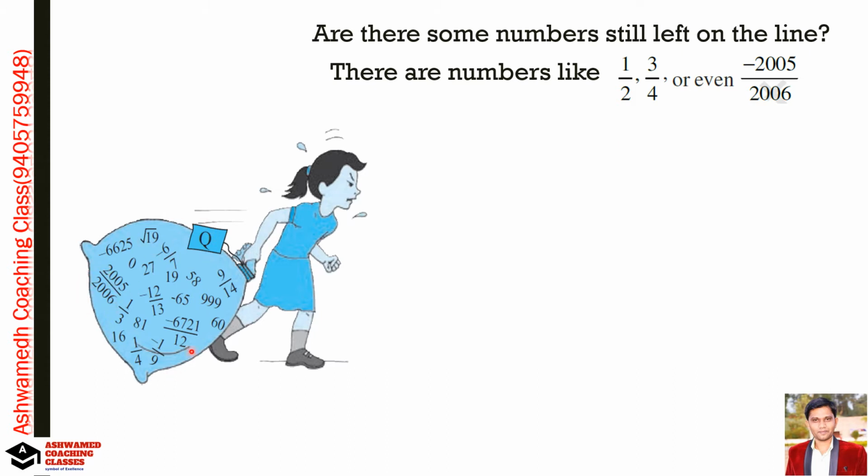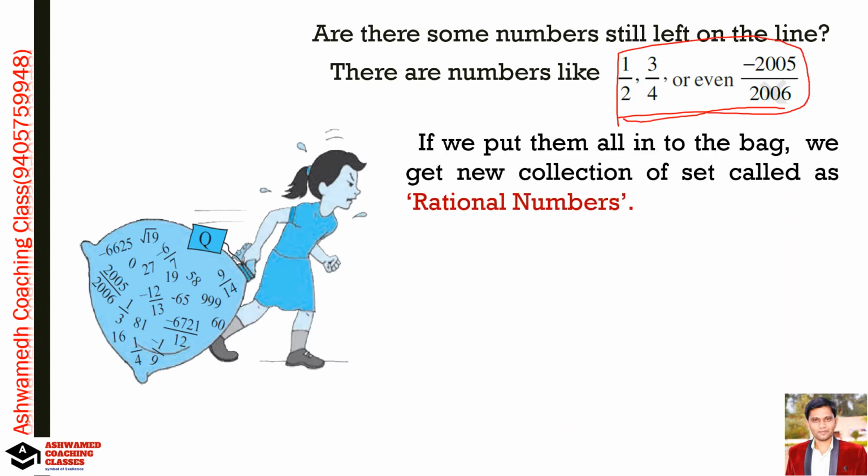Root 19 we have taken also. Minus 12 by 13 is there. 9 by 14 is there. So we are collecting all those numbers which we haven't taken previously. Am I right? In the previous bag we don't have numbers like this. Now we are adding all these numbers in my bag. If we put all of them into the bag, we get a new collection called the set of rational numbers.